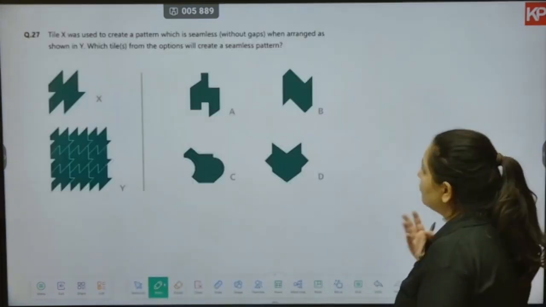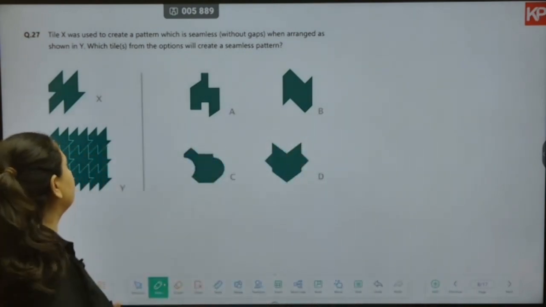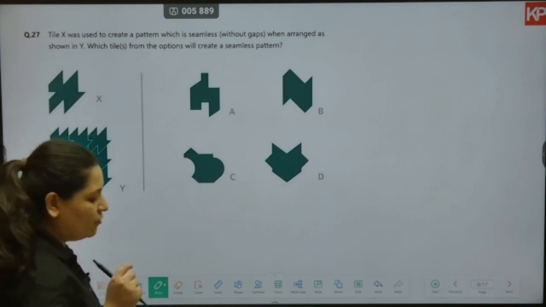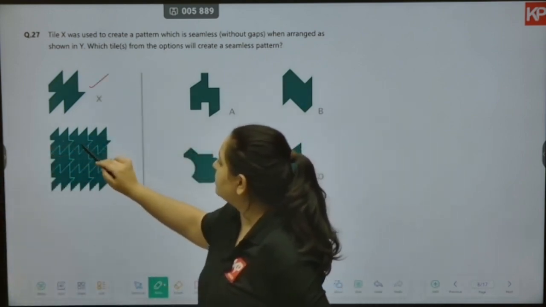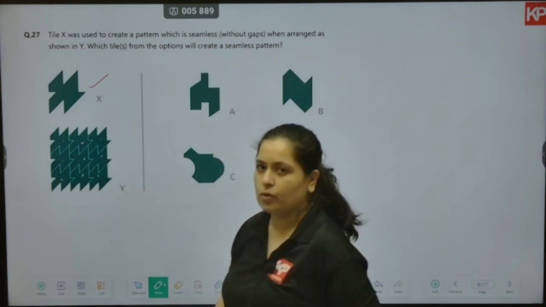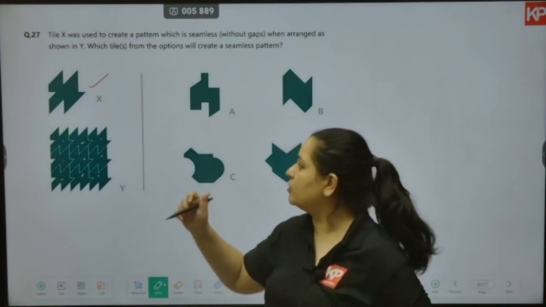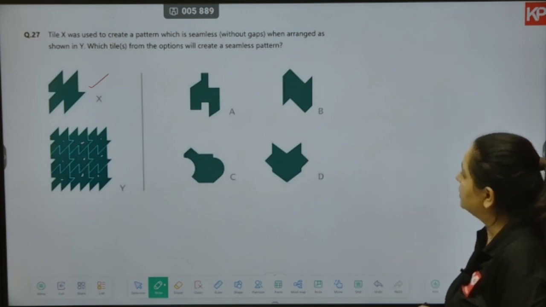Now let us check what kind of questions are usually asked in CEED. Let us try to solve one with the same logic and see whether it works or not. Tile X is used to create a pattern which is seamless without gaps when arranged as shown in Y. Which tiles from these options will create a seamless pattern? Now first you have to observe what is given to you. This is the shape that has been given and it has been repeated multiple times. Note that this shape is not rotating anywhere, it is not flipping anywhere. So it is getting repeated as it is. So similarly, we have to check for the other shapes as well.